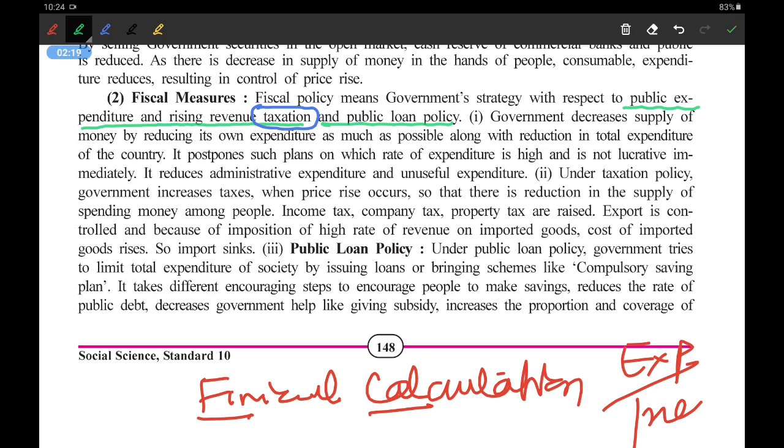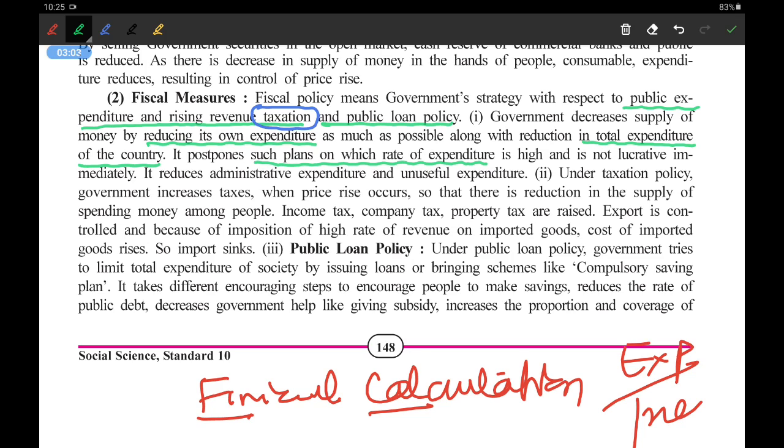First, the government decreases the supply of money by reducing its own expenditure as much as possible. See, during this particular epidemic time, the government has stopped some of the unnecessary expenses that they were incurring every year. So they are reducing their own expenditure as much as possible, and due to that the total expenditure of the country will also be affected. It postpones plans on which the rate of expenditure is high. Some of the plans and schemes on which the expense is high will be stopped for a time, or postponed. Postponed means it will be stopped now, and it can be continued in the near future.